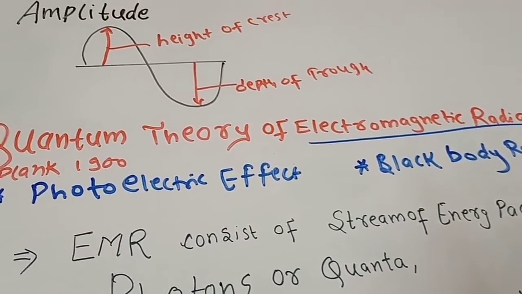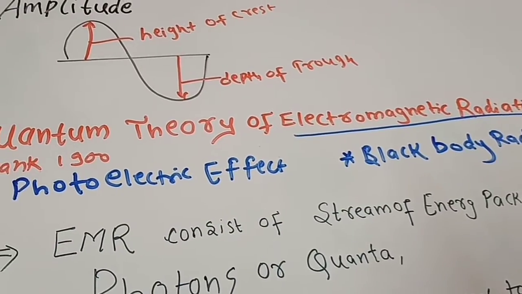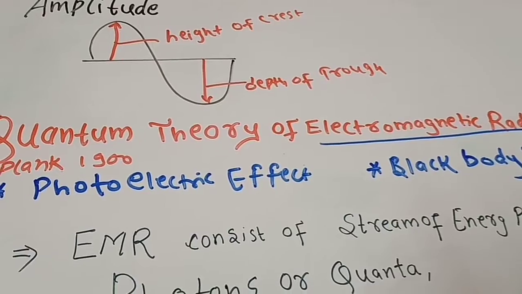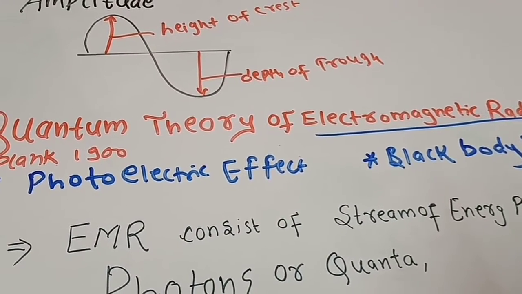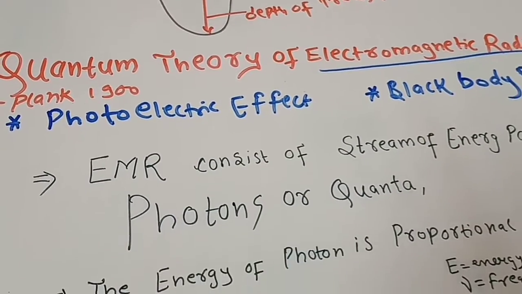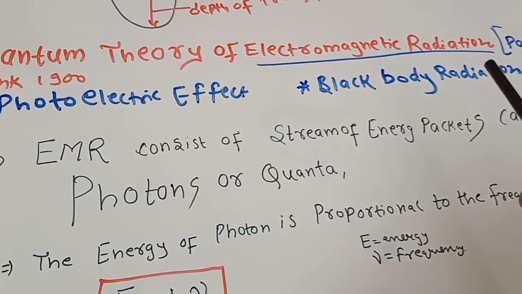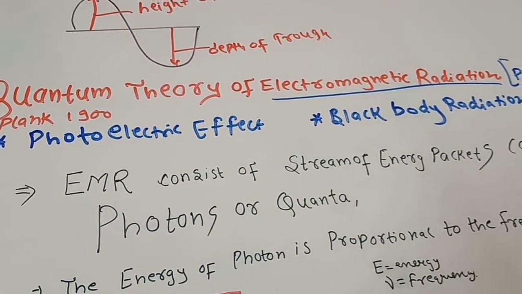So every wave has its own amplitude, that means the height of the crest or the depth of the trough. So these are the various characteristics which are explained by the wave character. And now we can see that there are certain properties like the photoelectric effect and black body radiation which are not explained by our wave character.